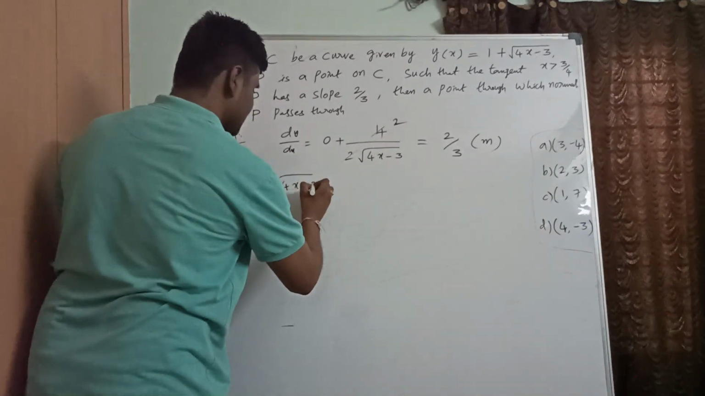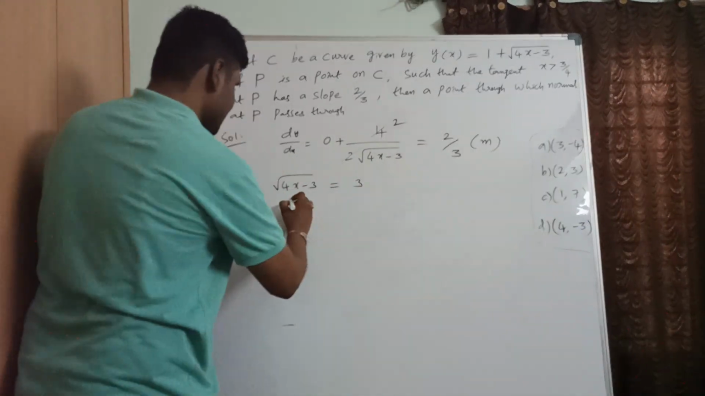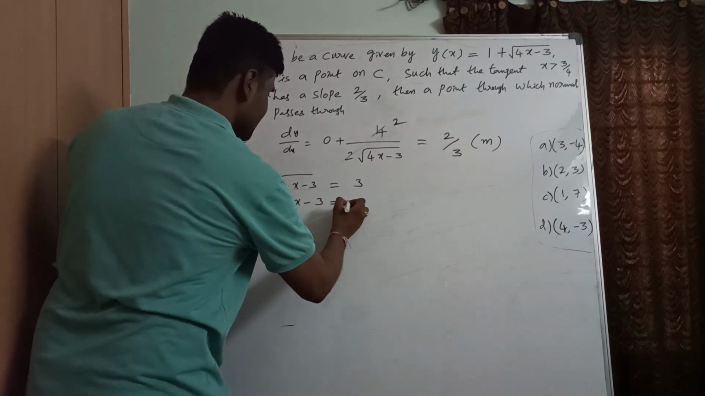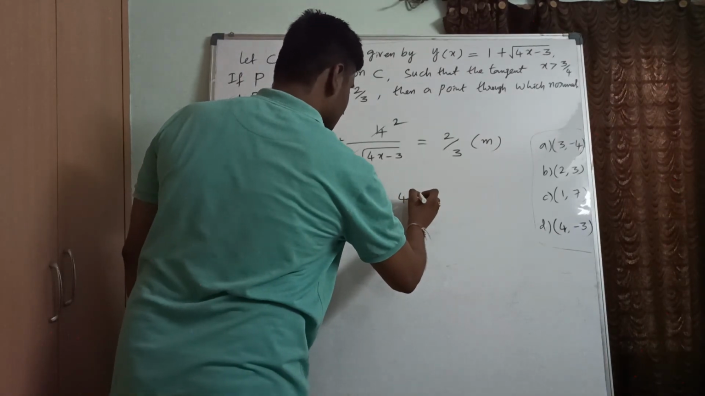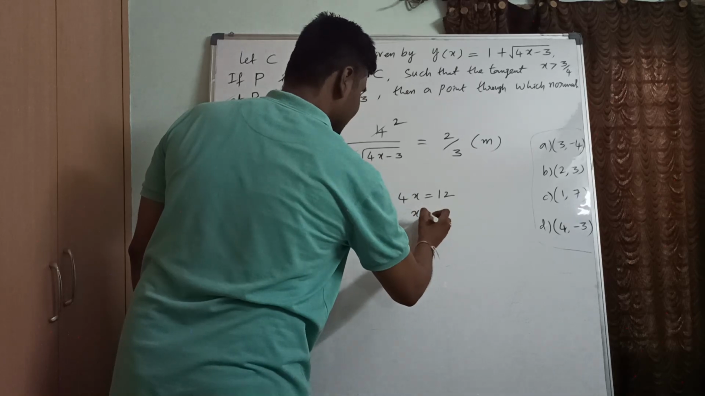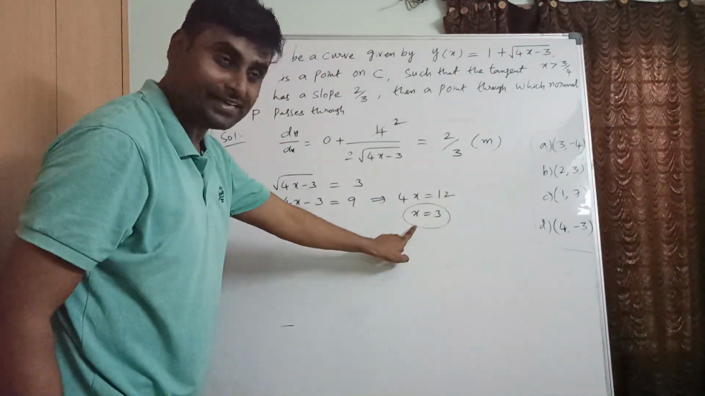Now what will you get? Root 4x minus 3 equals 3. Squaring on both sides, 4x minus 3 equals 9. So 4x equals 12. x equals 3. That's it. So this is the x coordinate of P.